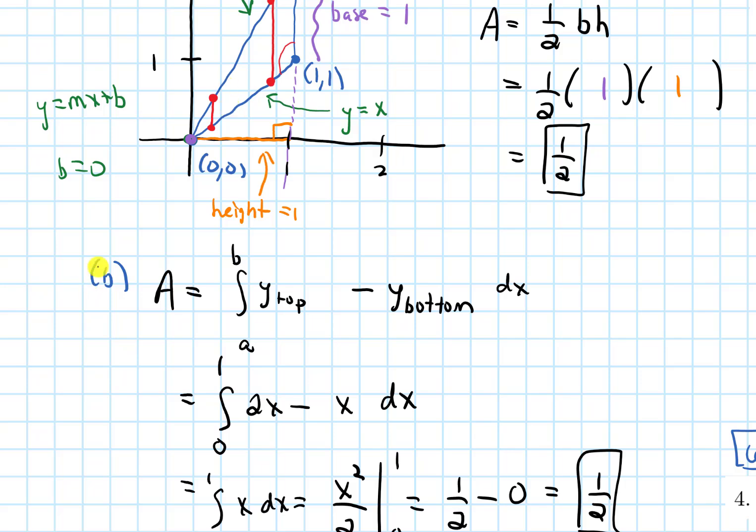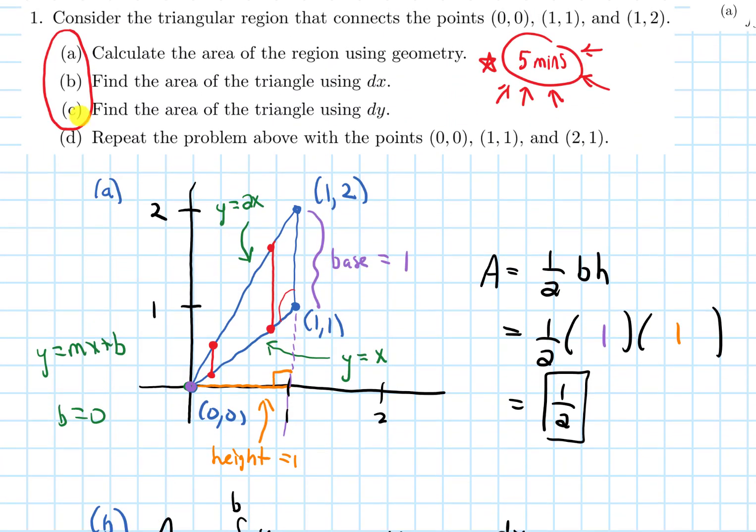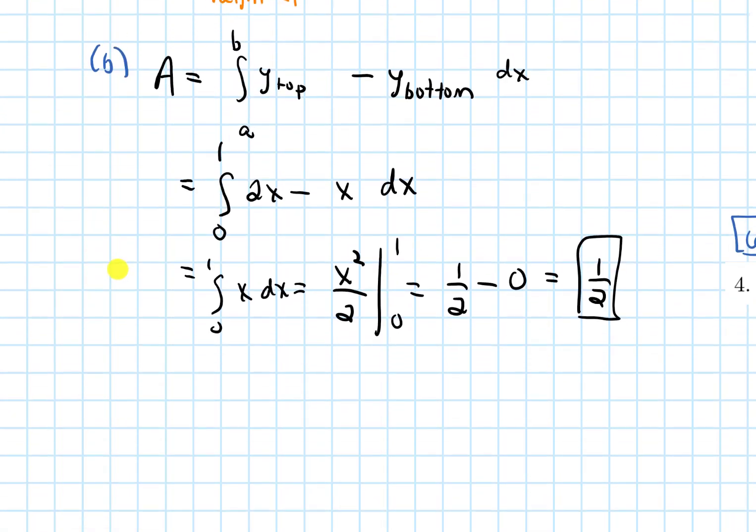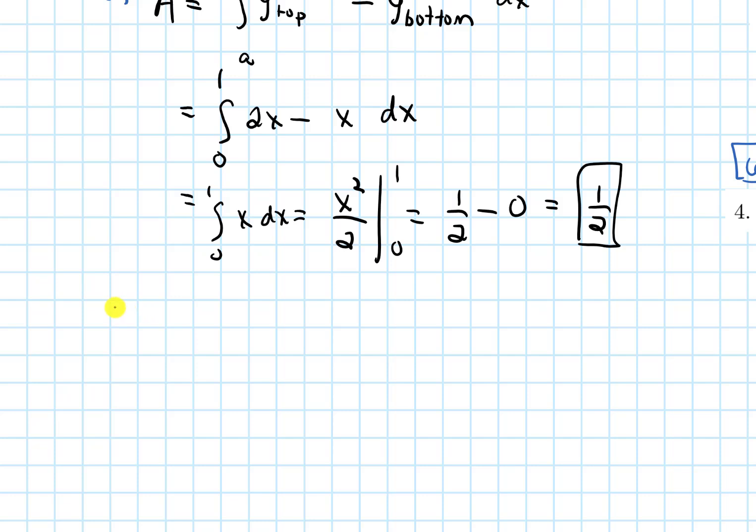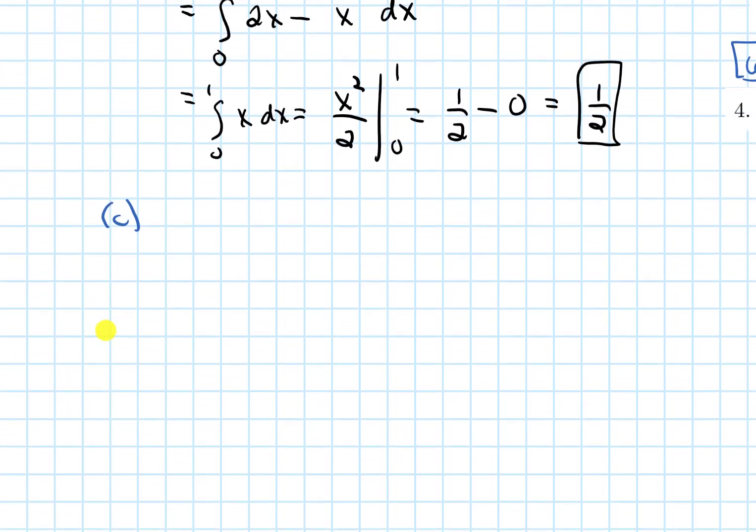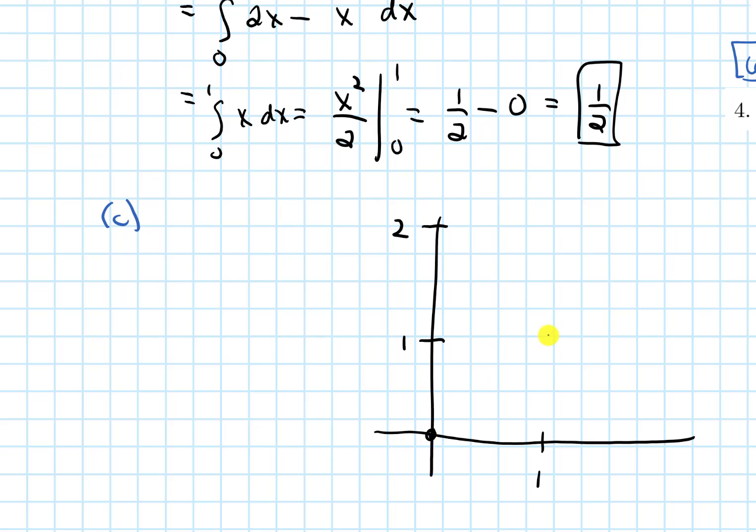Okay, so that's good. All right, part C of the question now says, now find the area using dy. So now find this area using dy. Okay, so I'm going to just redraw my picture very quickly. I'm going to copy it here. So we have our axes. I'll say this is 1 unit, this is 1 unit, 2 units, and we have points here, here, and here, making a triangle.